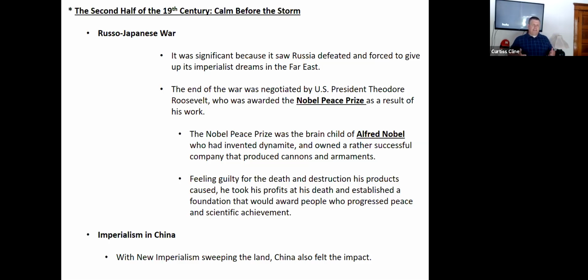The Nobel Peace Prize was the brainchild of Alfred Nobel, who had invented dynamite and then felt so bad about inventing something that could kill so many people that he turned over his fortune, which he got from owning a rather successful company that produced cannons and armaments, to fund an award every year to someone elected by a committee. Feeling guilty for the death and destruction his products caused, he took his profits at his death and established a foundation that would award people who progressed peace and scientific achievement.